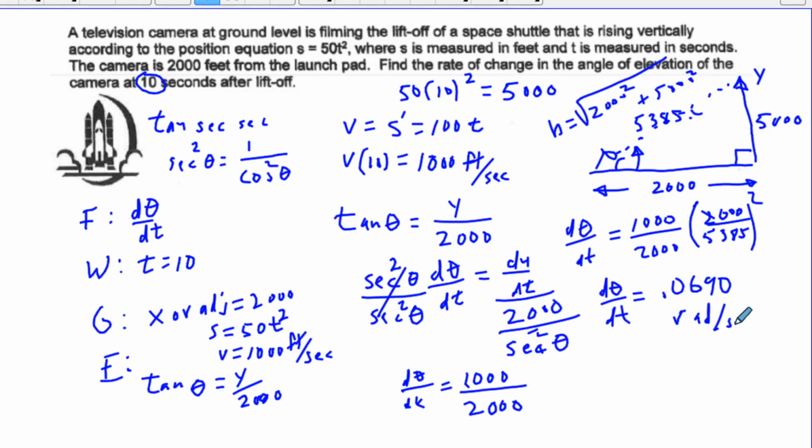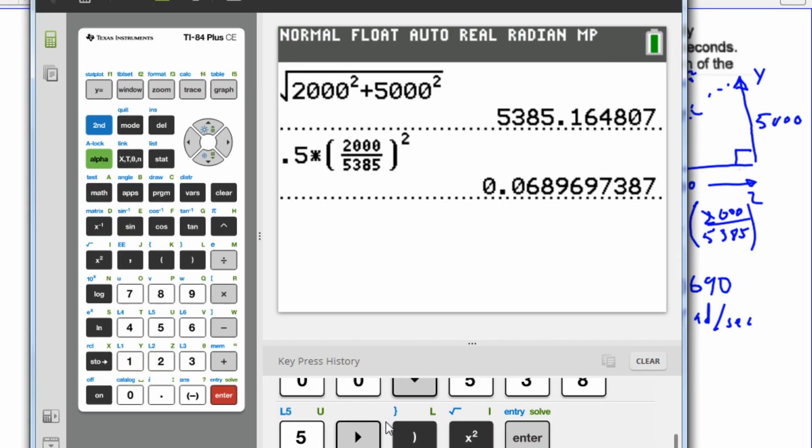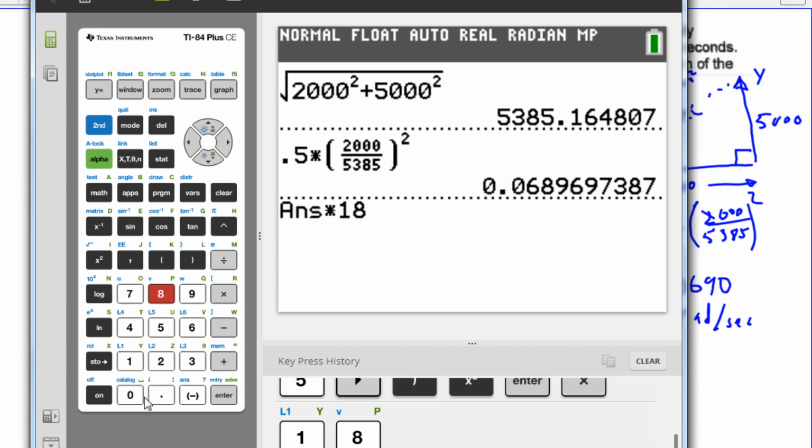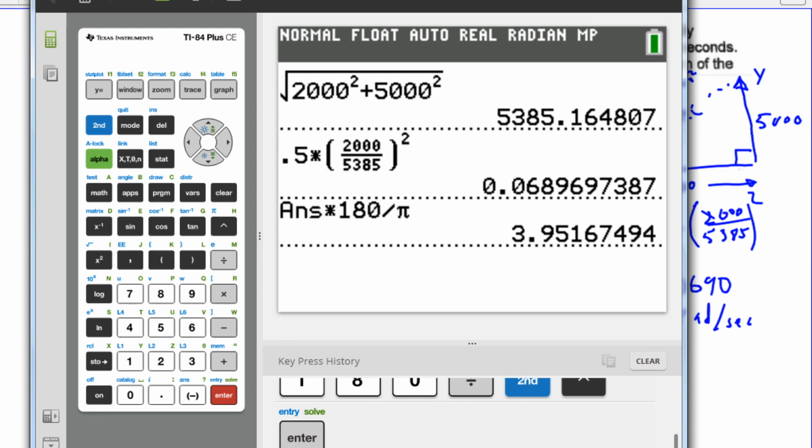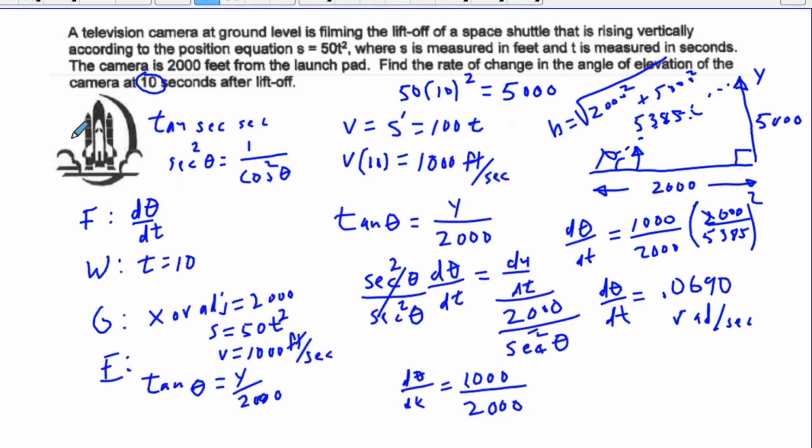And just before we go on to the next problem, what I want to do is change that into degrees, just so you get an idea of how many degrees per second that is. So we're going to multiply that by 180 over pi to convert to degrees. And for that we get about 3.95 degrees per second, which should make a little bit of sense to you, I hope. Okay, so that will be our answer here.